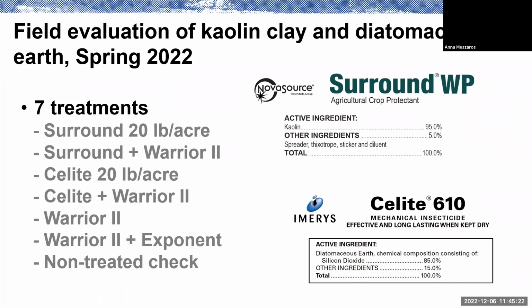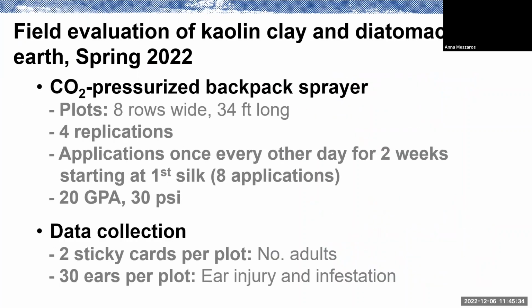And some of the tephritids, the fruit flies, are so closely related to the seal flies. They are probably the closest pest to the seal flies. They've had some good experiences, so we thought that was really worth it. So we had this spring a typical small plot test, 4 rows wide, 34 feet long, 4 reps, 8 applications, once every other day for 2 weeks, starting at early silking. And for efficacy data, we looked at number of adults as estimated with sticky cards, and also collected 30 ears per plot to do ear injury and infestation.